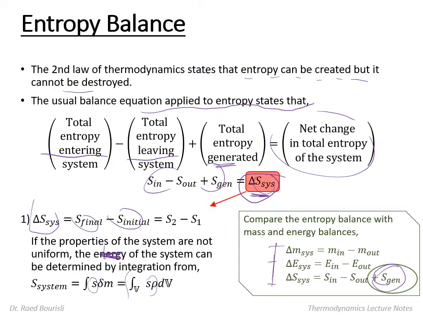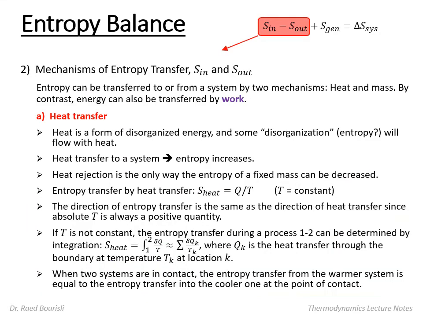Let's talk about the next one, which is S in minus S out. So how entropy can get into or out of a system. Mechanisms for entropy transfer are two. Entropy can be transferred to or from a system by two mechanisms, heat and mass. By contrast, of course, energy can also be transferred in addition to these two. It can also be transferred by work.